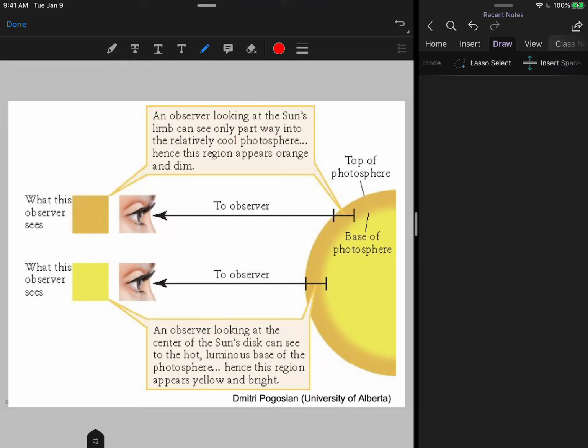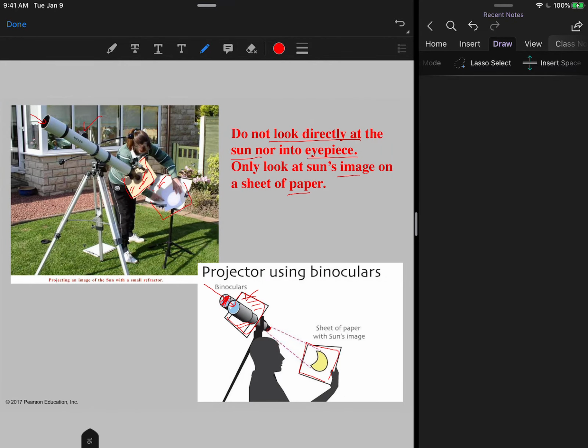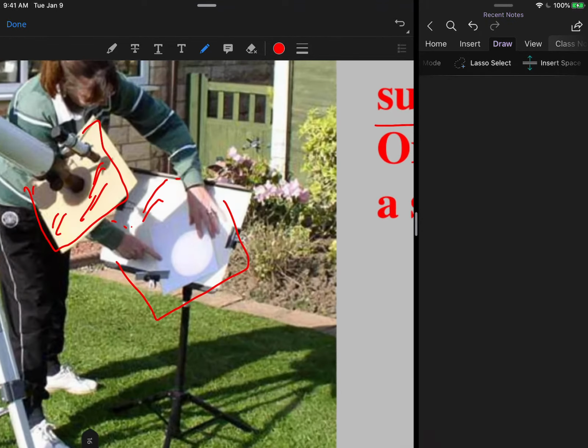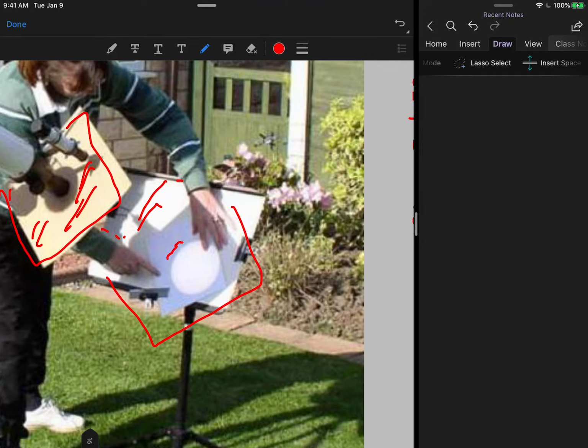So this is a bit more detail about why the sun has a sharp edge when you look at it. Even in these pictures here, you would look at the sun and you wouldn't see just a fuzzy ball. You'd see a sharp edge. This is actually what you would see here, the sun there.